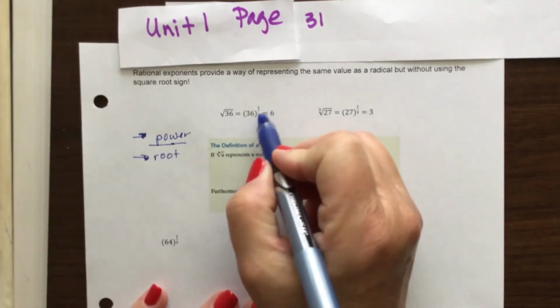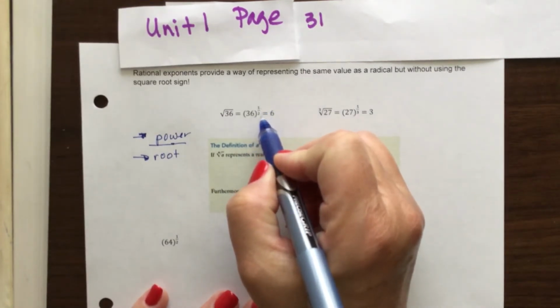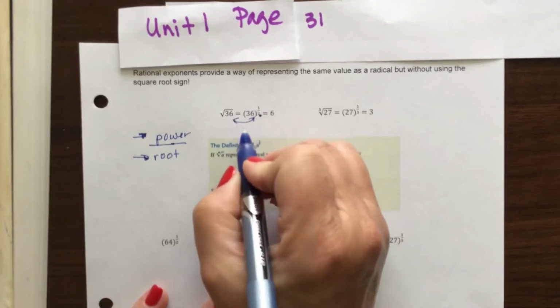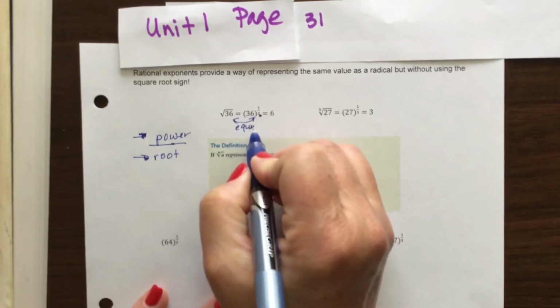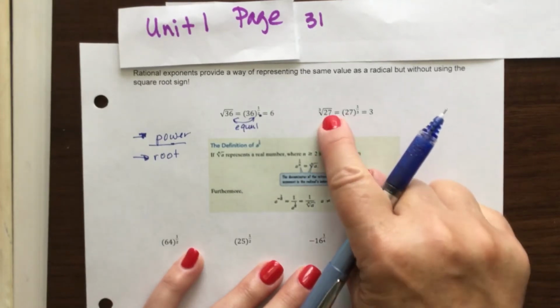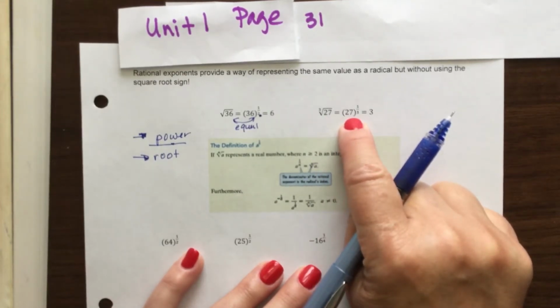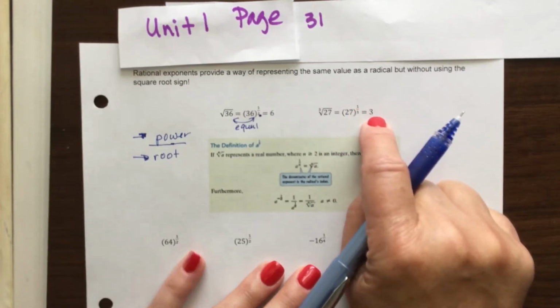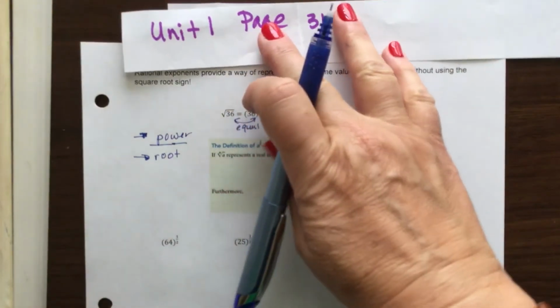So this just means 36 to the first power, but then the 2 root, the second root, the square root. So these mean exactly the same thing. They're equal. So it's just asking you, what is the square root of 36? So this one is just asking, what is 27 to the first? Well, that's 27. But what's the third root of 27? Well, it's 3. Okay. Piece of cake.